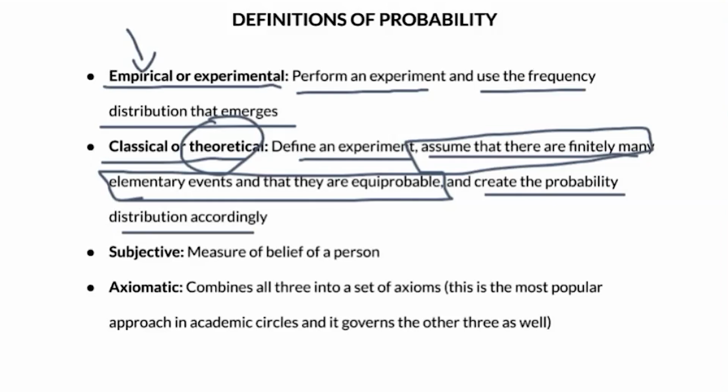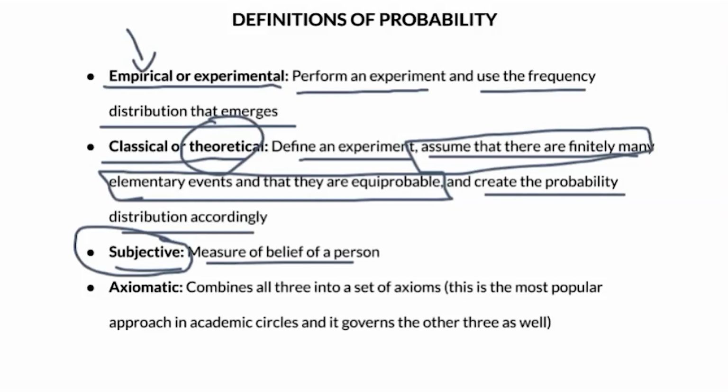Subjective probability is kind of niche. It's not very actively used, but nowadays it is being more and more used. It is the measure of belief of a person. Think about surveys, think about polls. After this session, you will be giving your feedback and things like that. That's a subjective definition of probability.